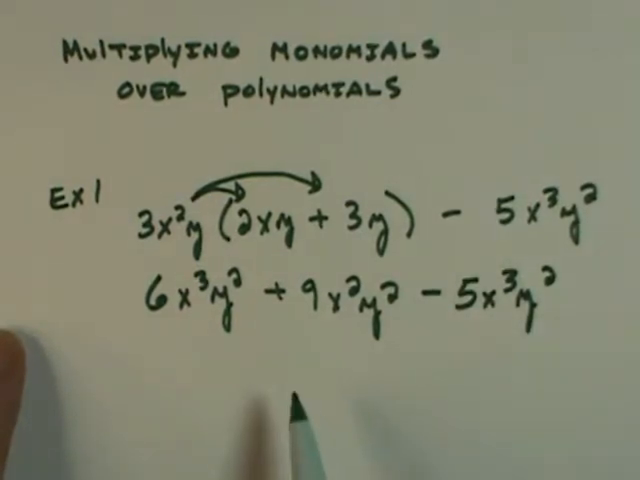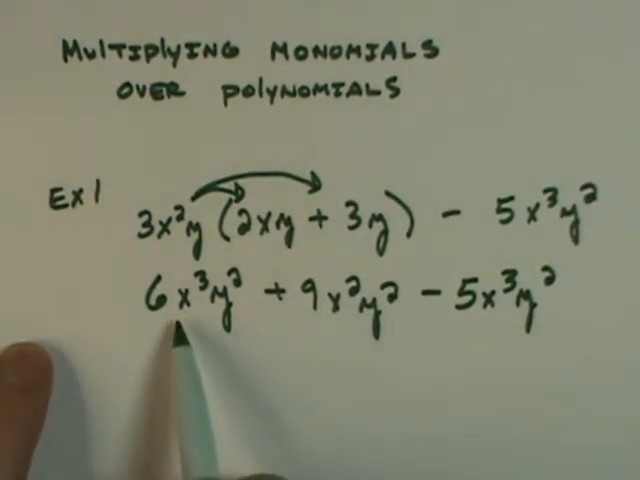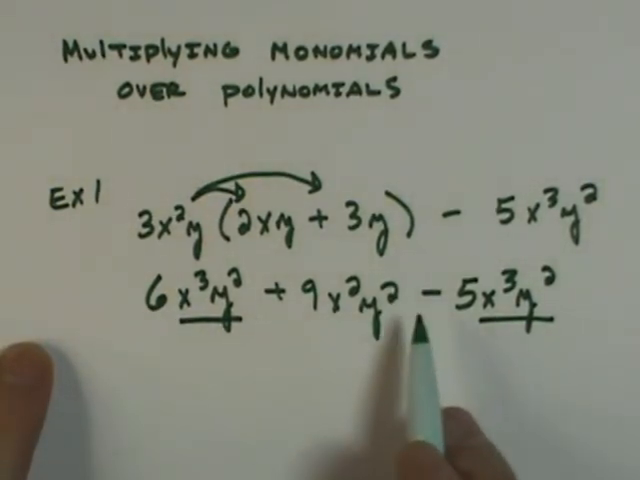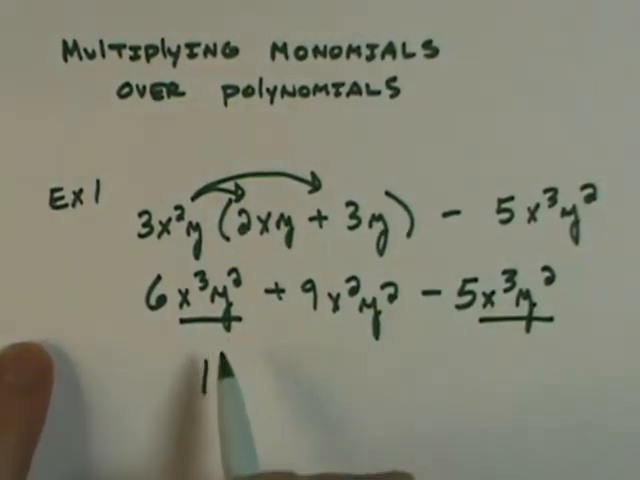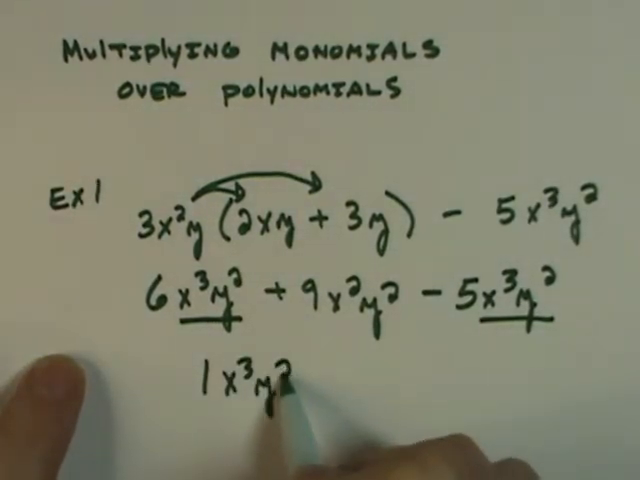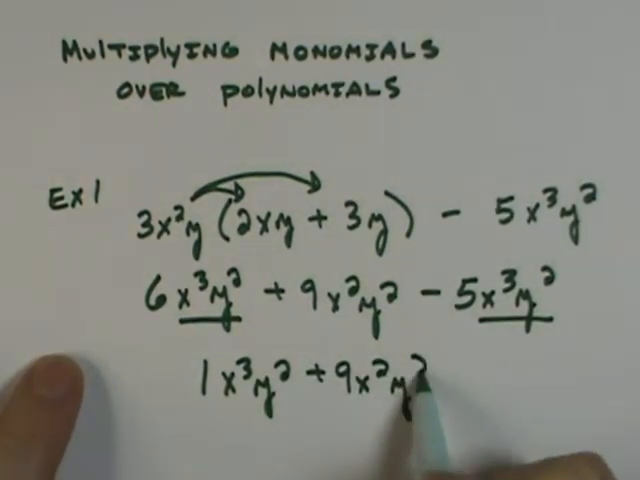And then at this step, what you're doing is looking for like terms, combining like variables. And so when we look at this, notice that this is a label of x cubed y squared, x cubed y squared, meaning that we would be able to combine those two terms together. And so you have 6 take away 5, which would be 1. And as we've said in our last lesson, when you're adding and subtracting like terms, the labels don't change. So we can call this x cubed y squared. And then we would say plus 9x squared y squared.